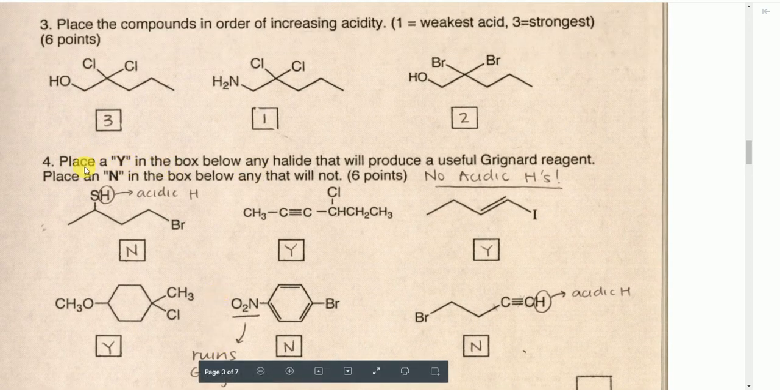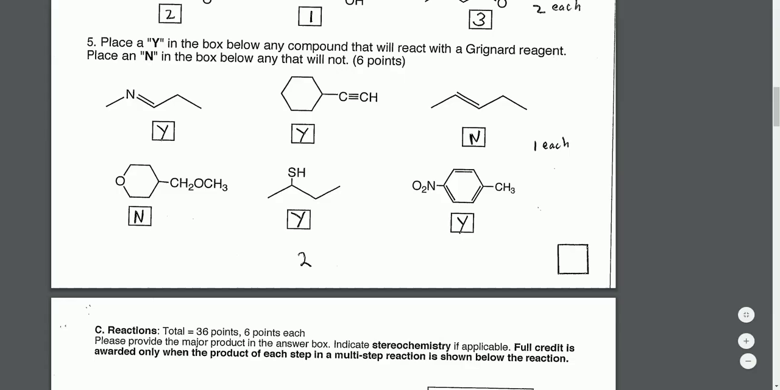It says, place a Y in the box below any halide that will produce a useful Grignard reagent. It looks exactly the same. Any halide that will produce a useful Grignard reagent. Let's look at what she has. Place a Y in the box below any compound that will react with a Grignard reagent. So it's a really small difference, but it makes a big difference. And so the first thing should have been that none of these molecules have a halogen on it, so none of them can become the Grignard, right? I need a halogen to become a Grignard, right? So none of them have that, so that should have said something.